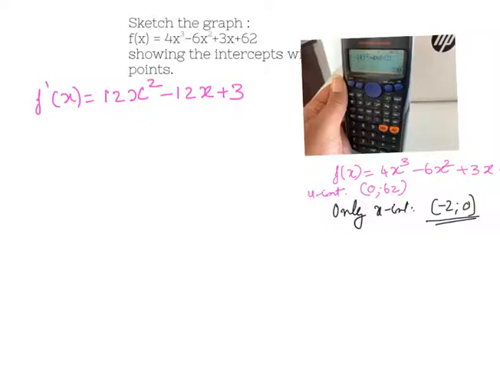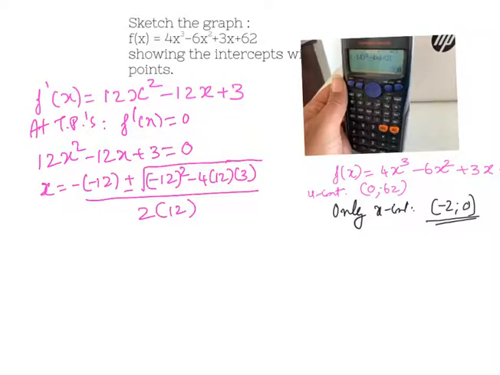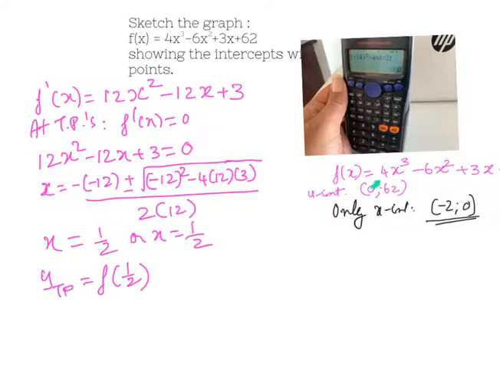Now at turning points, at stationary points, I have f prime of x is equal to 0. That is 12x squared minus 12x plus 3 is equal to 0 at turning points. So again, I use my calculator to find the x-coordinates of the turning point. So I get x is equal to half, or x is equal to half, I got both the same values. Interesting. I got the same values for the turning points. So now I have to find the y-coordinate. So to find the y-coordinate, I'll type f of the original function. I type this 1 over 2 into the original function.